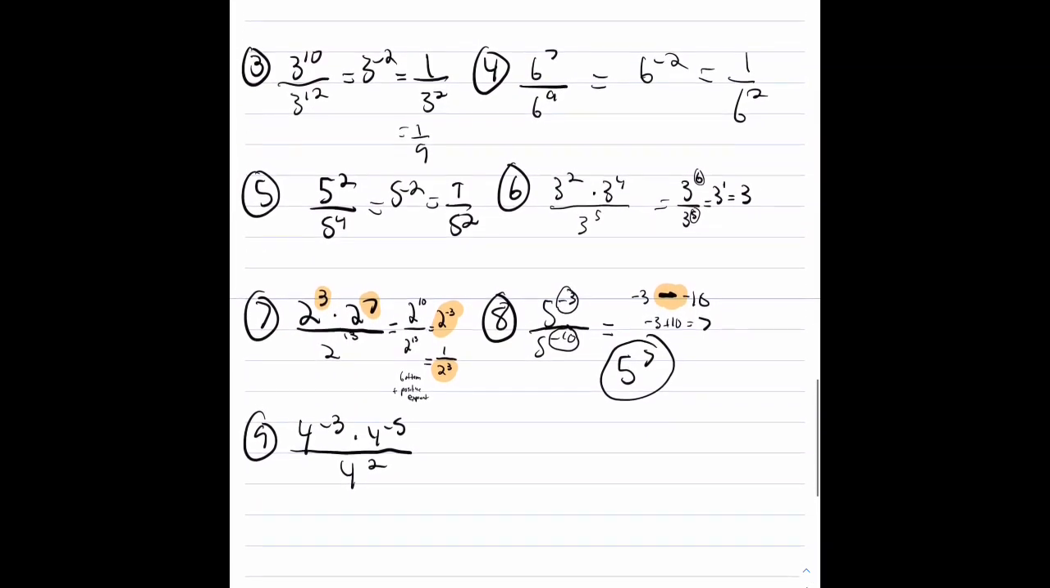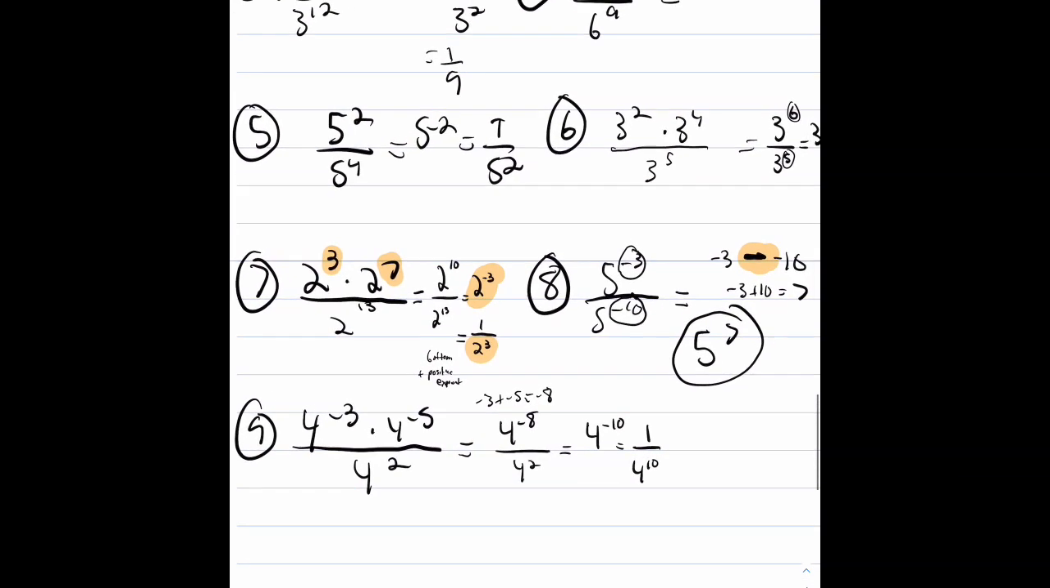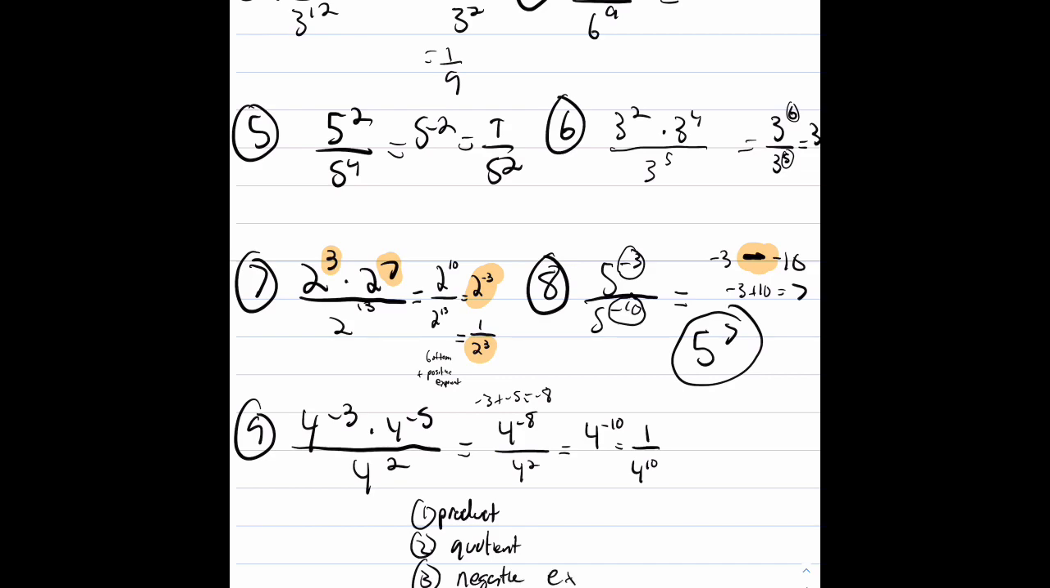And then number 9, again, product rule, quotient rule. You're going to get 4 to the negative 8th over, because negative 3 plus negative 5 is negative 8, over 4 squared. When you minus that, you'll get 4 to the negative 10, which equals 1 over 4 to the 10th. 9 and 8 were definitely tricky. We used the product rule first for 9, then the quotient with negatives, and then negative exponents. So it was all tricky.